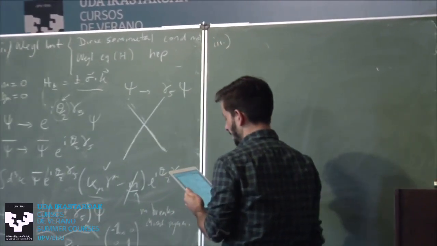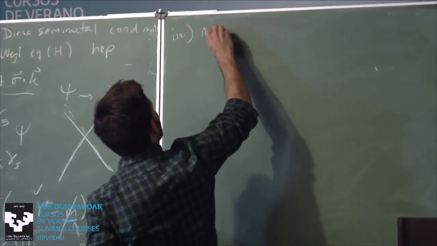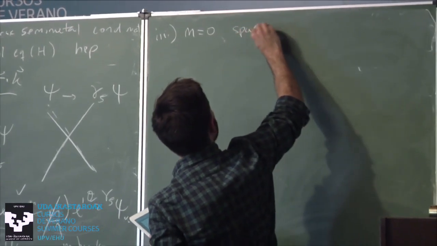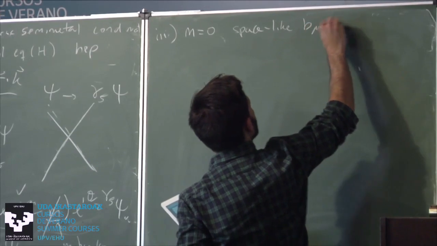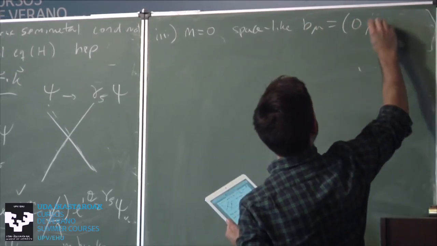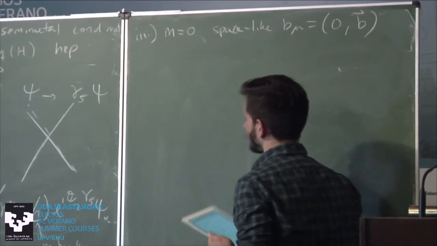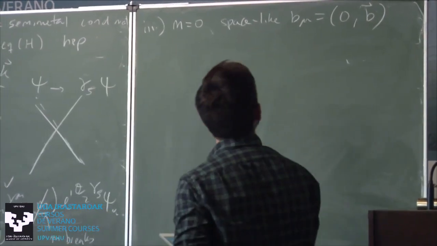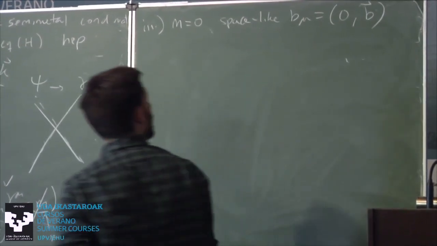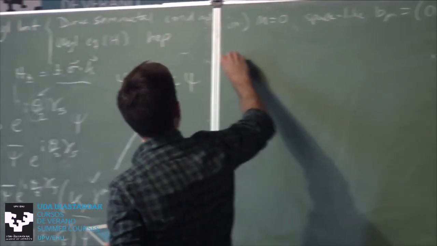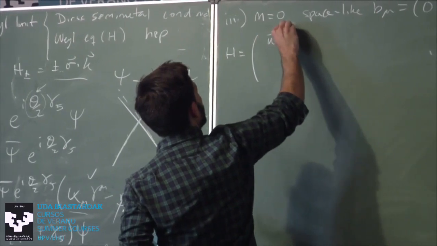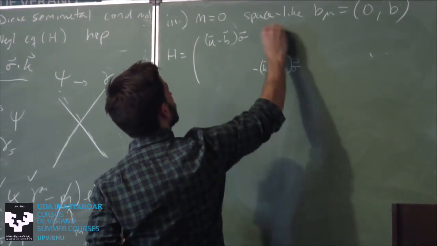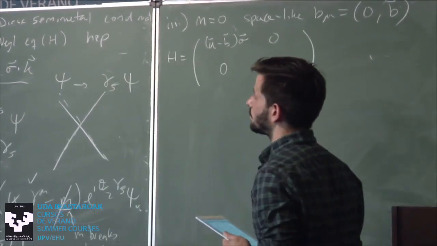Okay, so three. I don't have a good name for this one, so I'm just going to say the parameters. M equals zero. But then I'm going to choose a space-like b, which just means that I choose the time component zero and some vector b. So this is completely space-like. Okay, so now how does the spectrum look? The Hamiltonian is just (k minus b)·sigma, and minus (k plus b)·sigma, right?